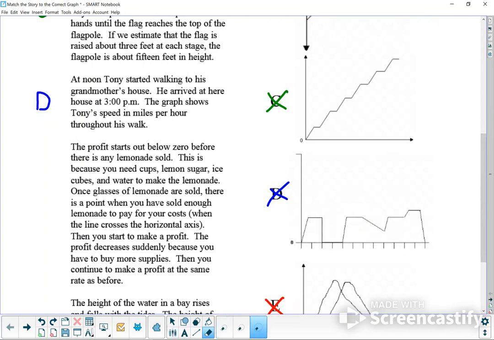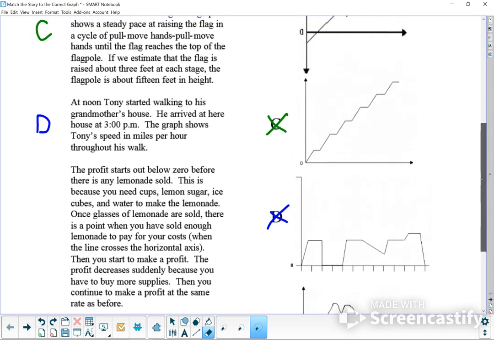Okay, the profit starts out below zero before there's any lemonade sold, because you need cups, lemonade, ice, sugar cubes, right? Once a glass of lemonade or so is sold, there is a point where you have sold enough lemonade to pay off your costs. Then the line crosses the horizontal, because at the cross you break even. And then you start making a profit, so you start going up, and then your profit decreases because you have to go buy more supplies. So which one matches that?